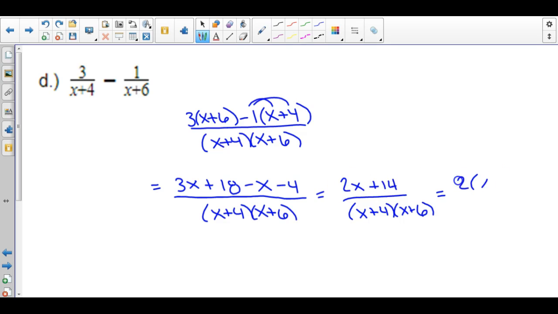I can factor a 2 out, and I'd be left with 2 times x plus 7 on top, and then on my denominator, x plus 4 times x plus 6. Again, no common factors, so I can't just start crossing stuff off, and that is your answer.